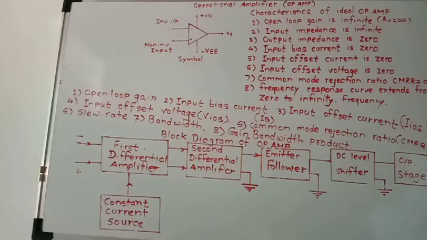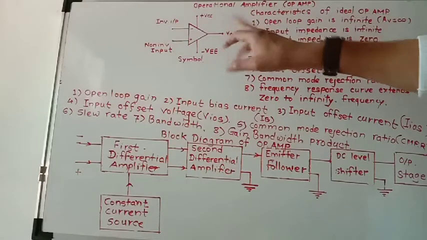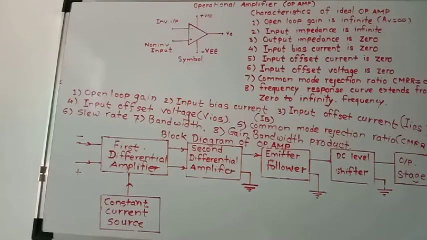Then what is meant by gain bandwidth product? The gain bandwidth product, GB, is the bandwidth of the op amp when the voltage gain is unity, that is, when the voltage gain is 1. It is the product of bandwidth into 1, so it is the bandwidth of the op amp when the gain is 1 or unity.